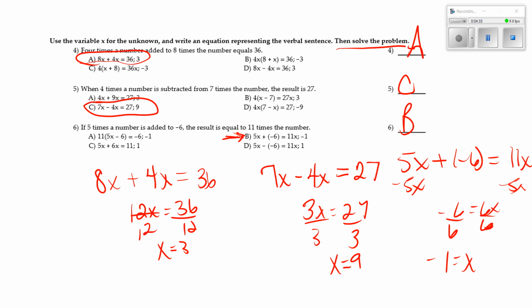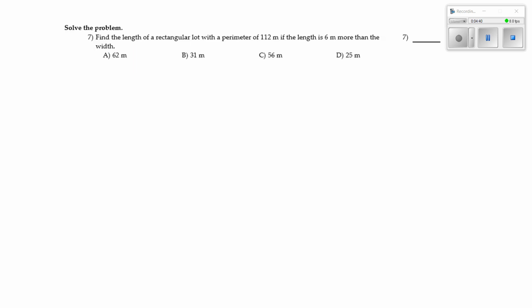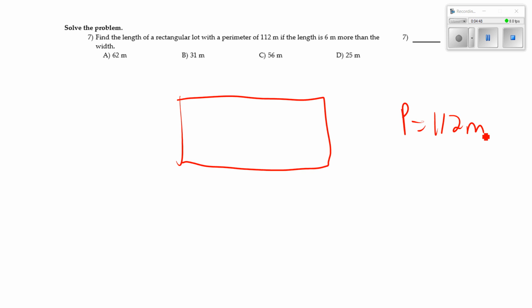See if I can do a couple others before I save this video. Find the length of a rectangular lot with a perimeter of 112. So we have a rectangular lot. The perimeter is 112. That's what we would get if we were to add up all 4 sides. And the length is 6 more than the width. So I'm going to call the shorter side the width and the longer side the length. The length is 6 more. So if I make the width x, then the length would be x plus 6.